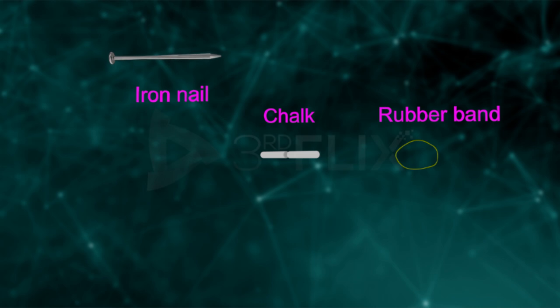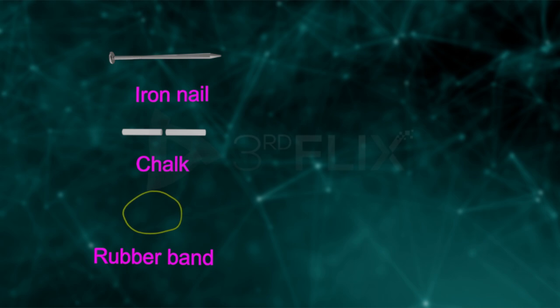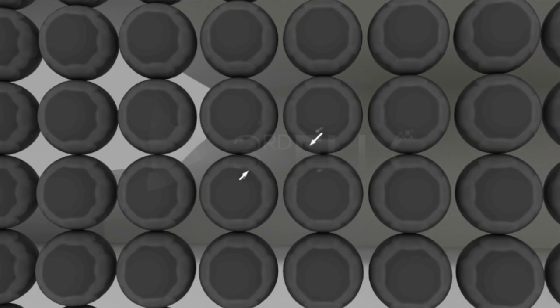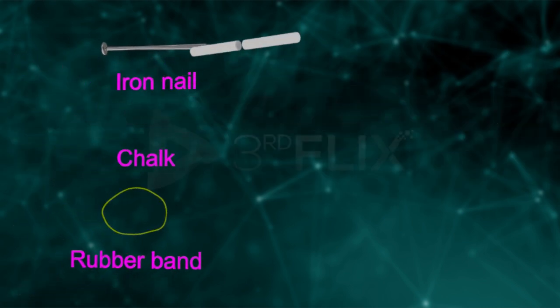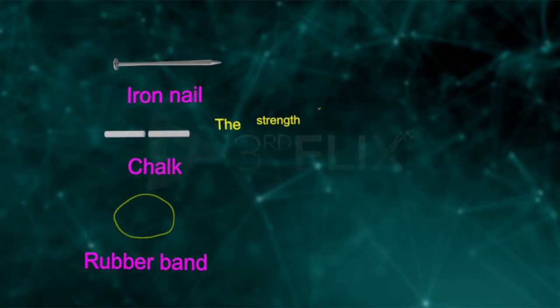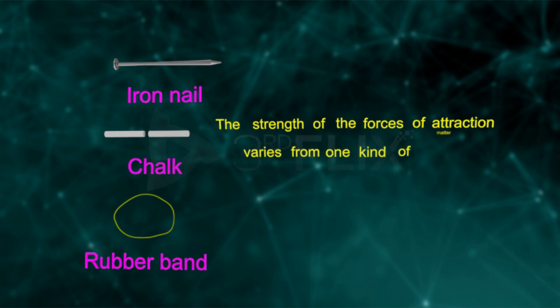It is very difficult to break iron nails into pieces, but a chalk piece can be broken and a rubber band can be stretched. From the above observations, we can confirm that iron particles are strongly held with forces of attraction. Chalk and rubber band particles are weakly held with each other. The strength of the forces of attraction varies from one kind of matter to another.